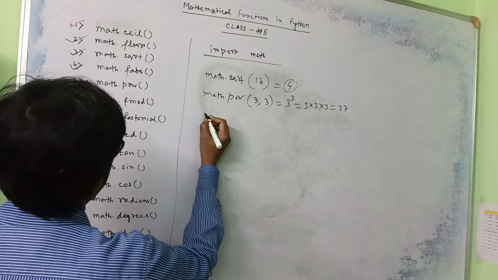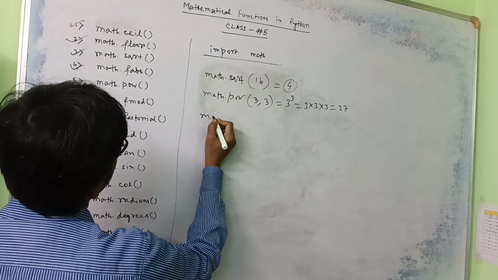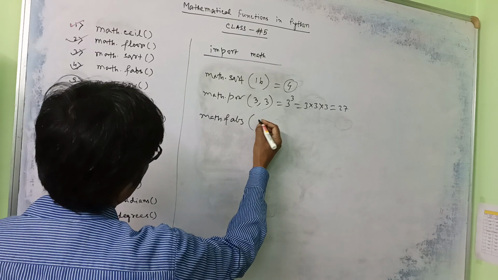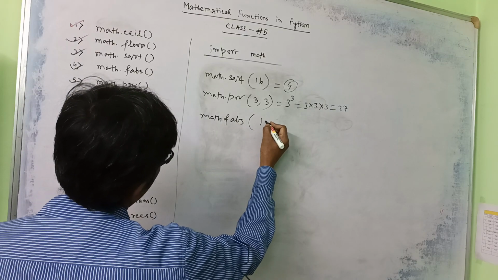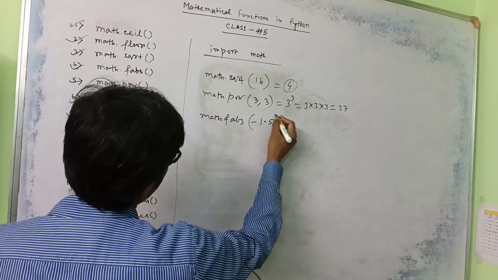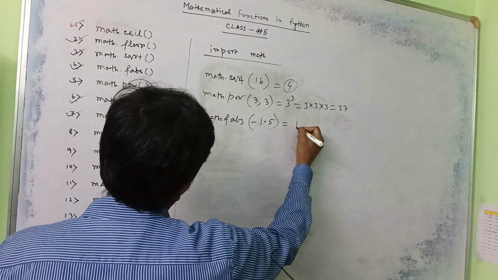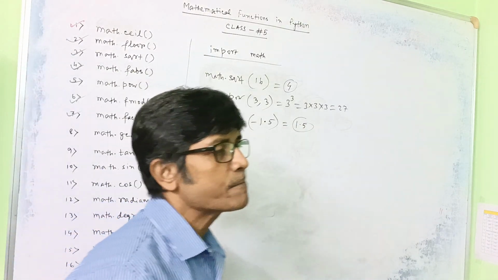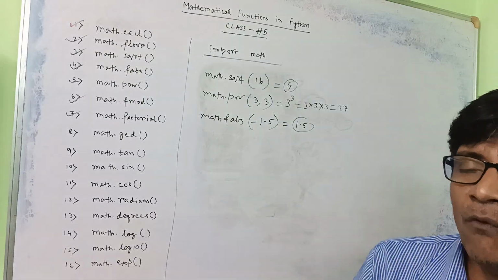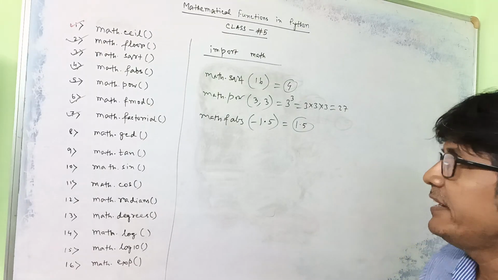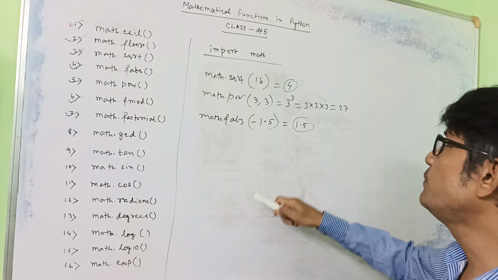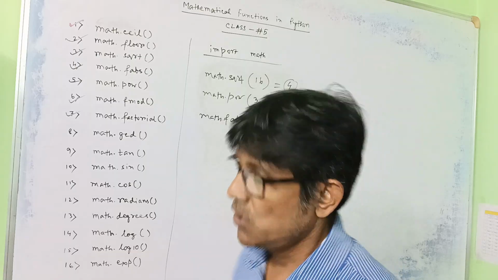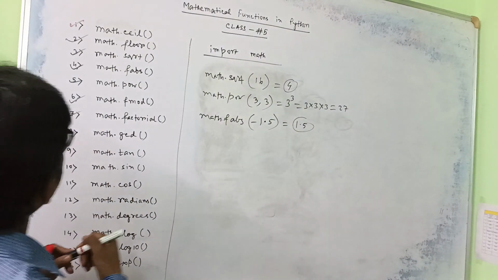So math.fabs, suppose you write minus 1.5, what will come? 1.5, which is fractional. This absolute value means we remove the symbol minus or plus that is before the number. The value will come in this way, 1.5. So these other functions I have explained right now.